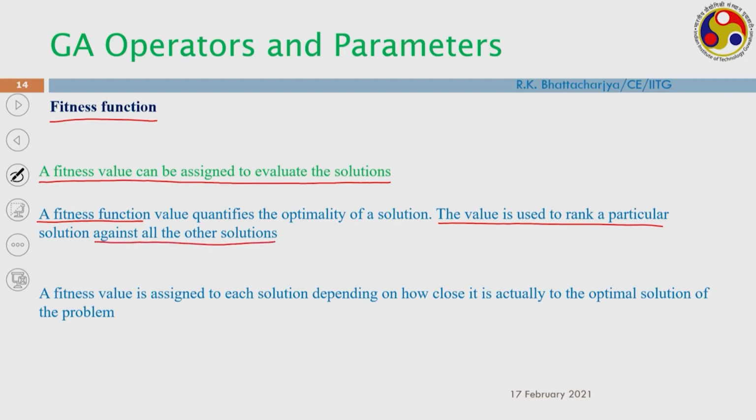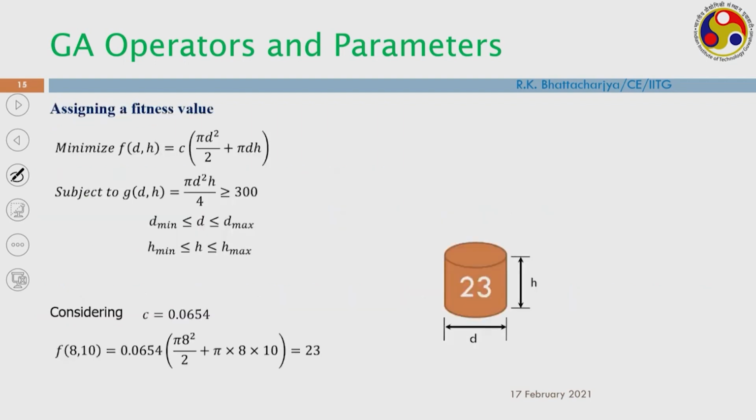A fitness value is assigned to each solution depending on how close it is to the optimal solution of the problem. So, I have to assign a fitness value to each solution of that population. Now, let us take an example problem and then I think the concept will be clear to you. I have chosen a simple problem here.